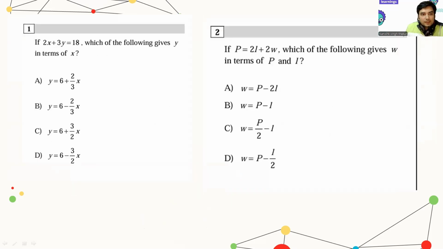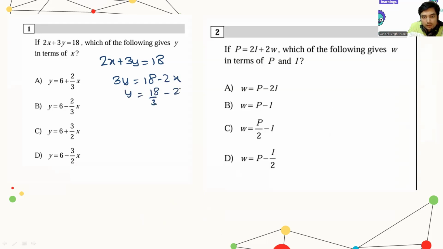Fine. Now see, here you have some questions you can easily do. Which of the following gives y in terms of x? So you have 2x plus 3y is equal to 18. I'll shift all other things to the other side, so only y remains. So 3y is equal to 18 negative 2x. y will be equal to 18 over 3 negative 2x over 3. 18 over 3 is 6. So 6 negative 2x over 3. This would be my answer.